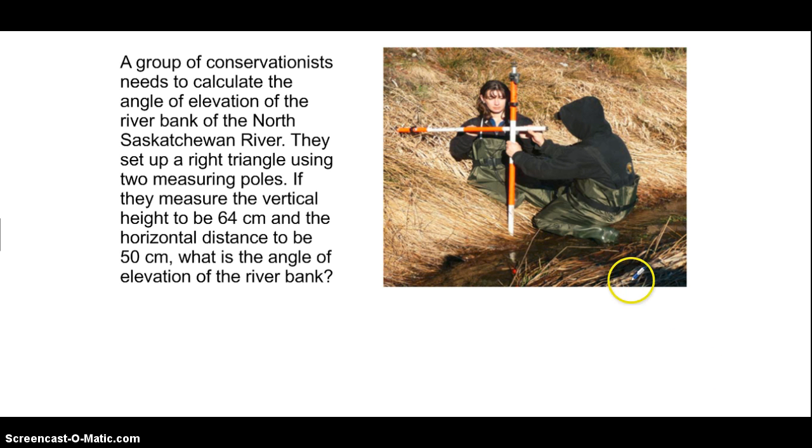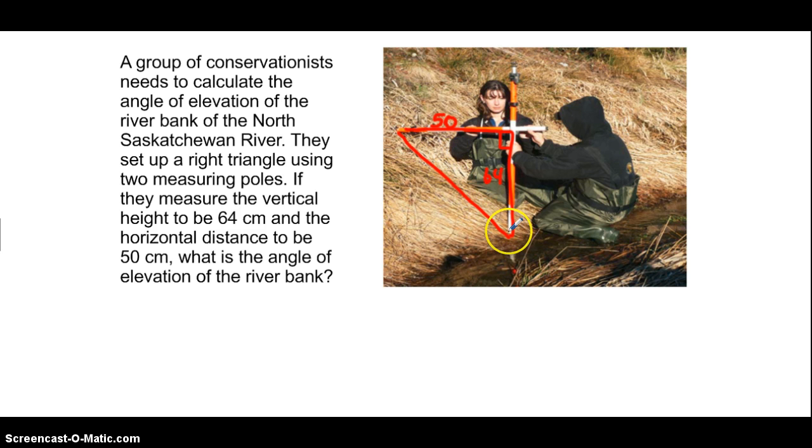So if they measure that the vertical height is 64 centimeters and the horizontal height is 50 centimeters, we want to figure out what is the angle of elevation of the riverbank. So you can actually see the triangle that they are creating here. So if I'm going to draw in my triangle so you can see it. Okay, there's our angle, our diagonal right here, our hypotenuse. Okay, and as we said, the vertical was 64 and the horizontal was 50 centimeters. And we are looking for the angle of elevation.